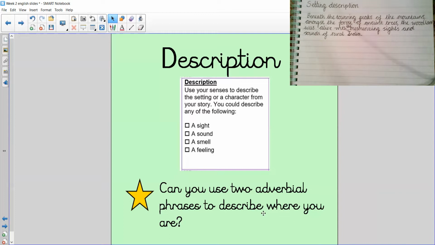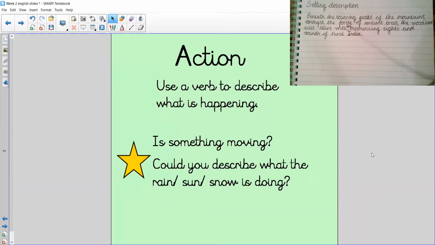Wonderful. Right, hopefully you've come up with a really fantastic first sentence to draw your reader into your setting. Now we're going to move on to our A, which is action. Now in your action, you need to have a verb, because a verb is a doing word. Okay, so you can be thinking about what's happening in your setting.